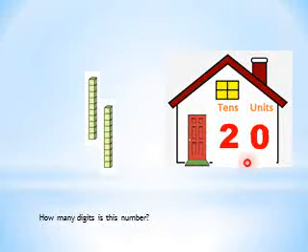So what is my number? Let's read it together. 20. The number is 20. How many digits is the number 20? 1, 2. So it's 2 digits.